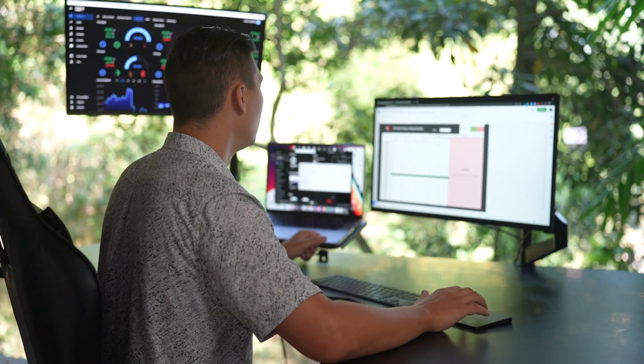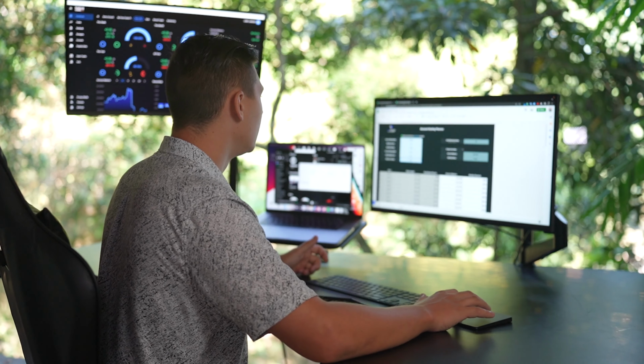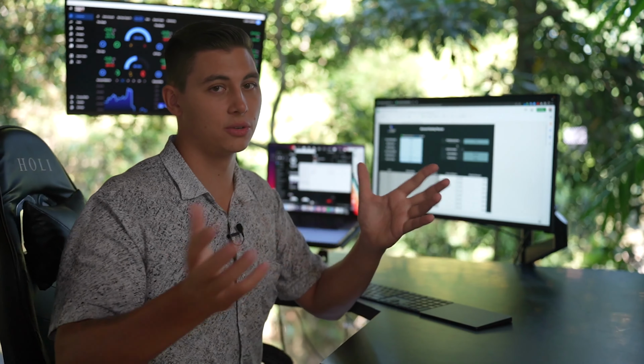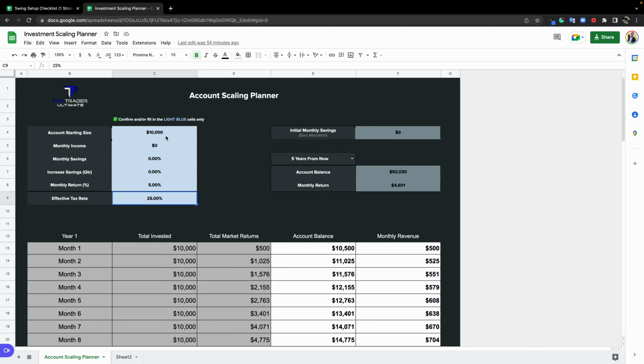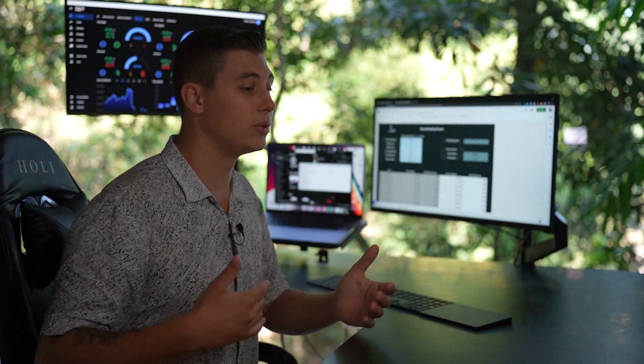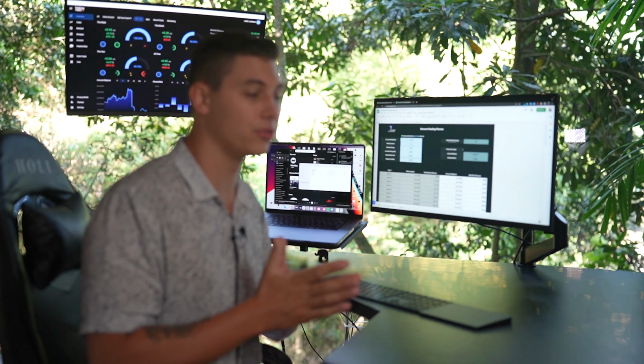So the goal of 5% per month is milestone 1 as a trader. Now 5% per month compounds each month, and it compounds to 79% return per year. Now let's have a look how that looks on a scaling planner, which is another tool that I've created here. If you started with a 10K account, we've ignored income, savings, and so on. This is built for investing and investing more capital into your trading account.